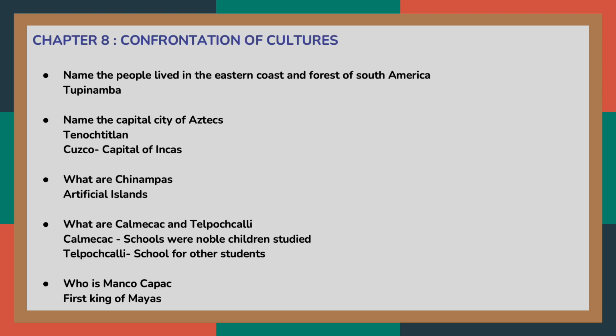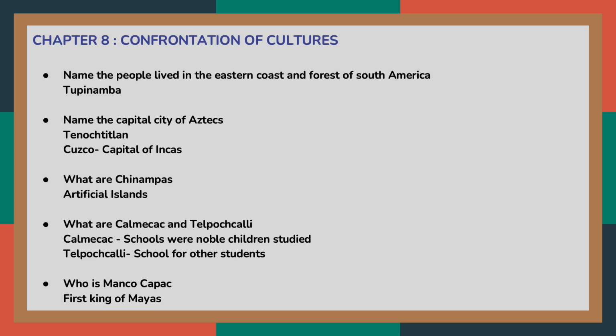Now let's start chapter 8. Name the people who lived in the eastern coast and the forest of South America, that is Tupinamba. The capital city of the Aztecs is Tenochtitlan. Cusco is the capital city of the Incas. What are Chinampas? They are artificial islands. And there are two terms, Calmecac and Telpochcalli. Calmecac is the school where noble children studied, and Telpochcalli is the school for other students.